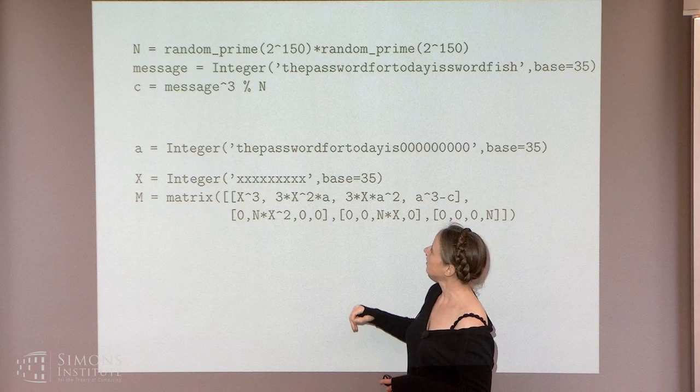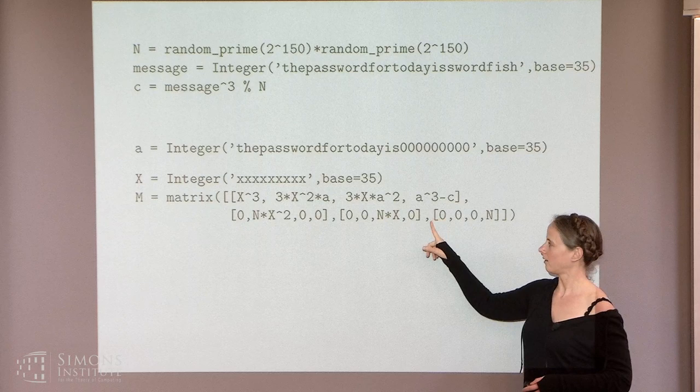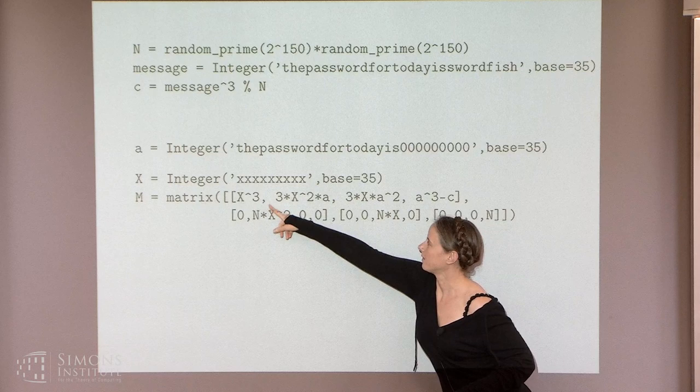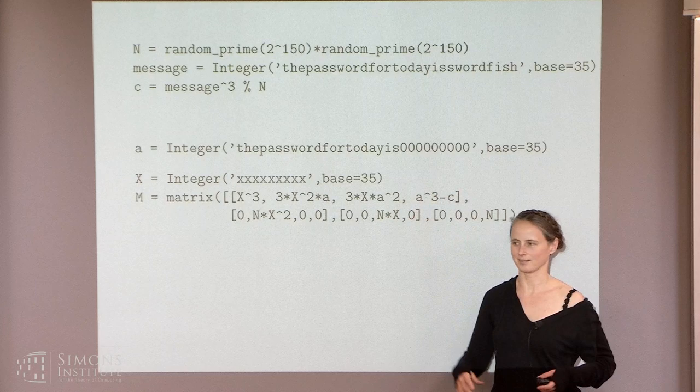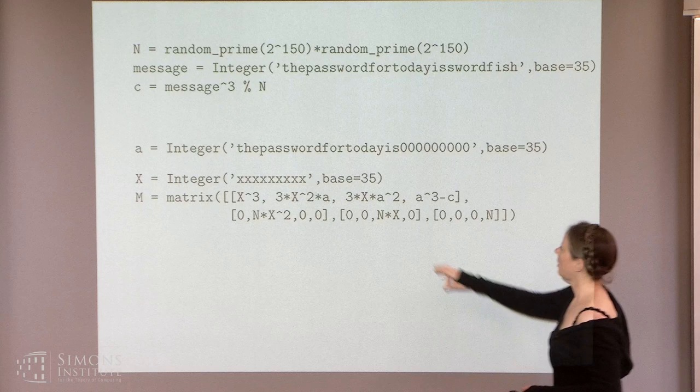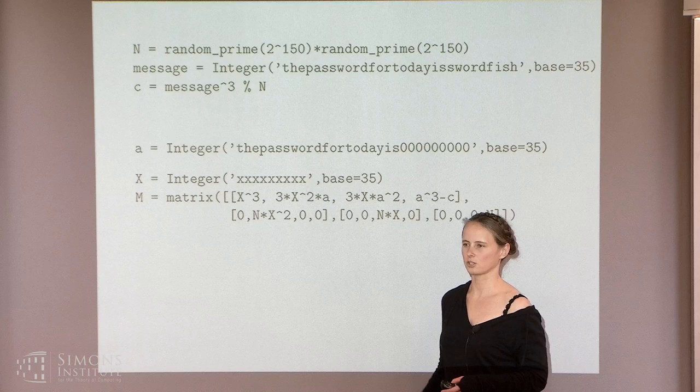Then we construct exactly this lattice that I constructed before. It's a 4x4 lattice, and we have some powers of n here, and then we have the coefficients of our polynomial, like x to the e minus ciphertext. Sorry, why is x in there? Capital X is just this bound on the size of the root that we're looking for. This was what was R.